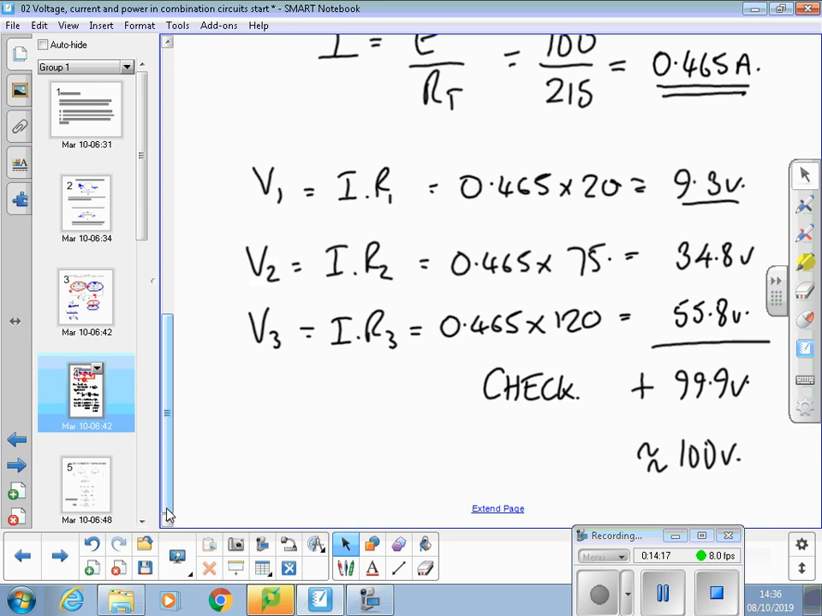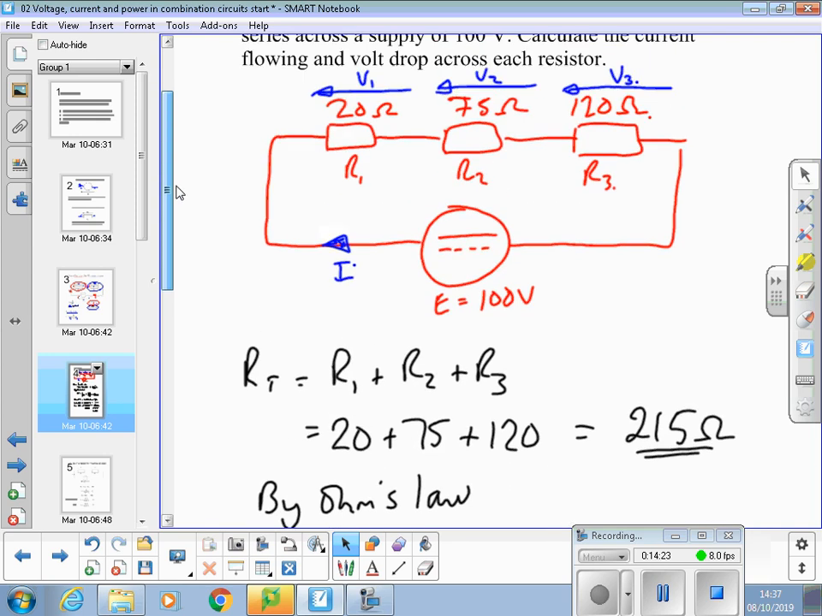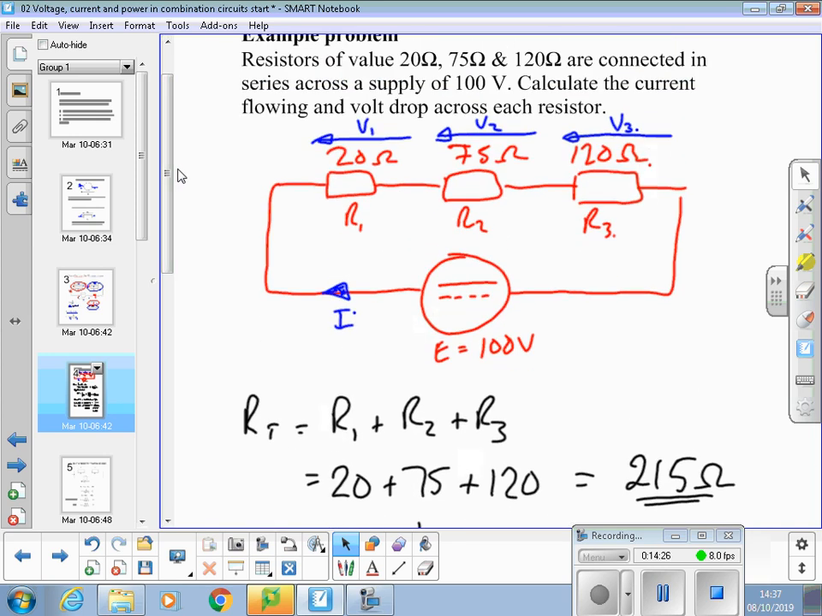Okay? Everyone happy with that? But these 3 volt drops here, when you've calculated them, should all add up to that 100 volts that you applied in the first place. So if you knew these 3 voltages, you could add them together to find out what the supply voltage was. So that's about finding a way to tackle a particular problem.